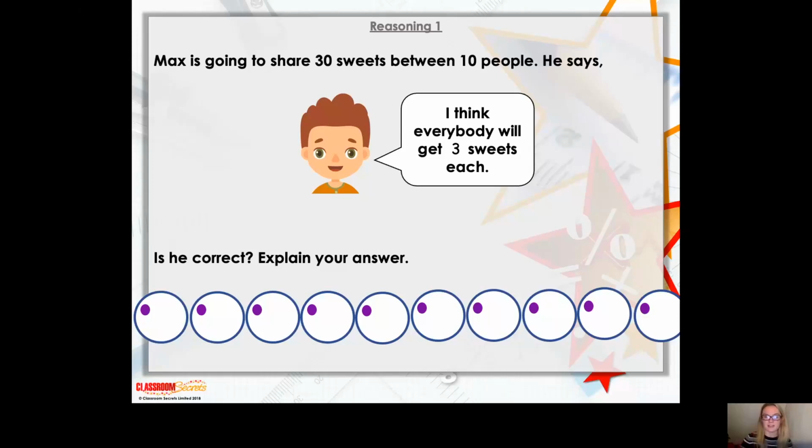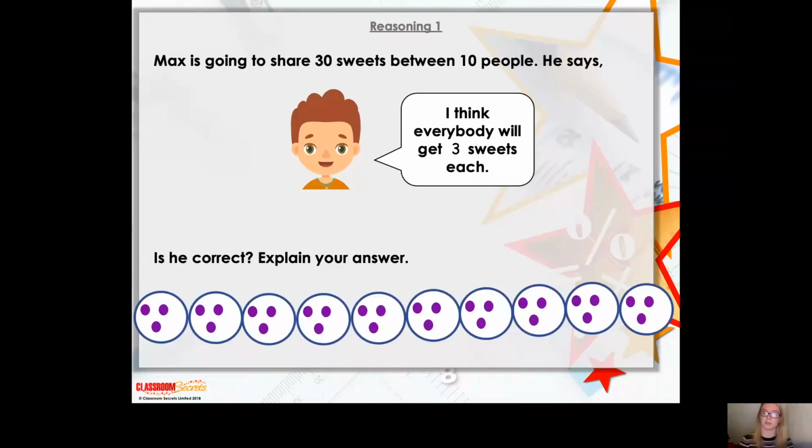Okay, Year 2, so let's have a look. Well, I continued to share the 30 sweets out as well. And now I have no sweets left. So there are 30 sweets all shared out between these 10 people. And how many sweets does each person have? Well, they all have 3 sweets. Can you see that? Each person, each circle which represents a person has 3 sweets in. So therefore, Max was right because 30 sweets divided by 10 people equals 3 sweets each. So 30 divided by 10 equals 3. Fantastic, well done if you got that right.